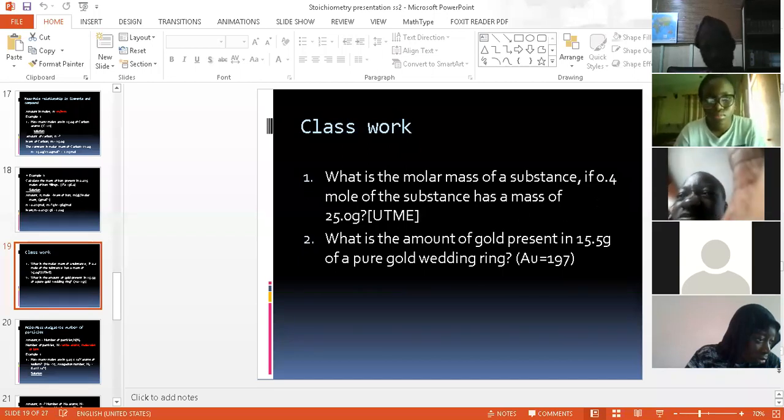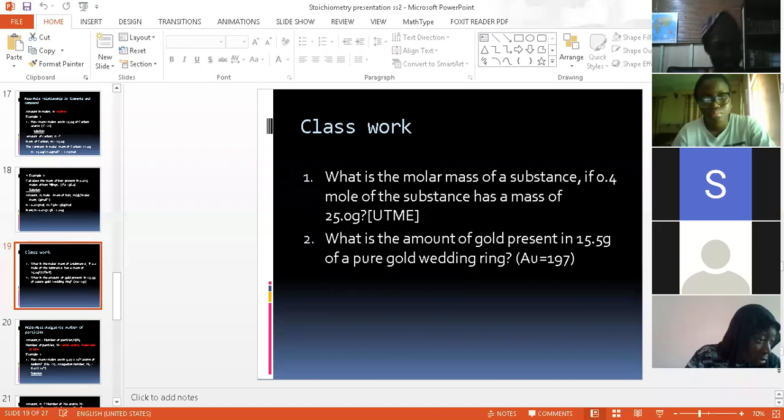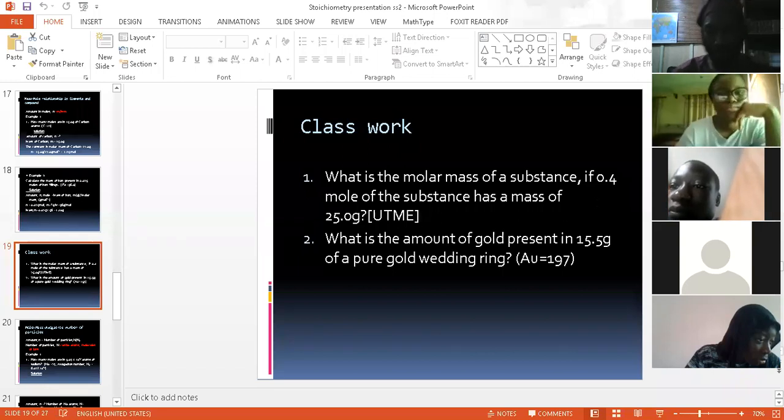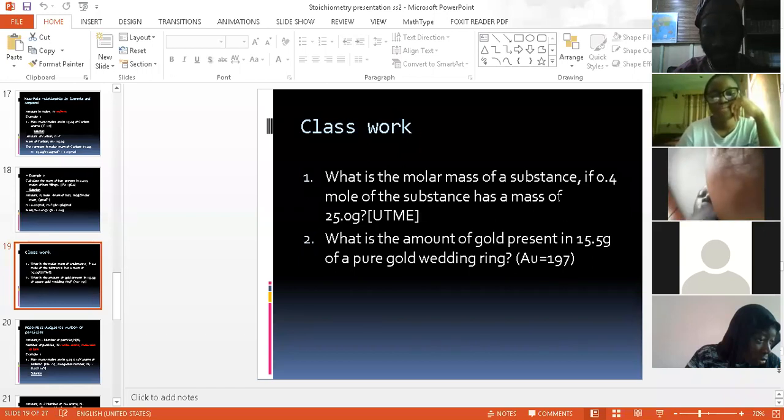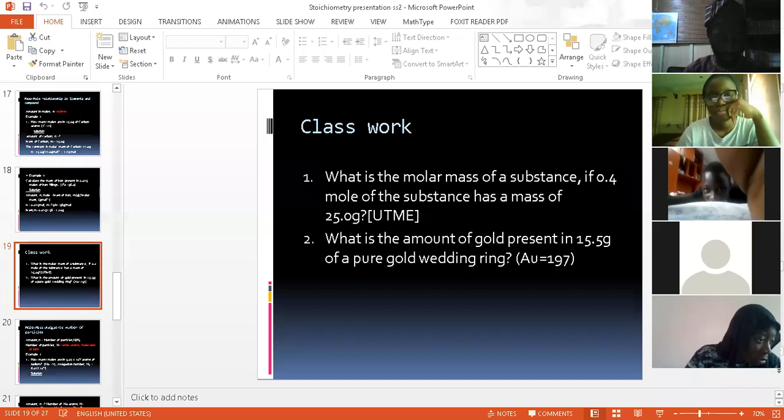This is a UTME question. Then the second question says, what is the amount of gold present in 15.5 grams of pure gold wedding ring? So what is the answer to the two questions quickly? Before we move on, write down the parameters, then write down the formula that connects the variables, then substitute the values and calculate. What is the answer to the first one? At least you can do the first one.